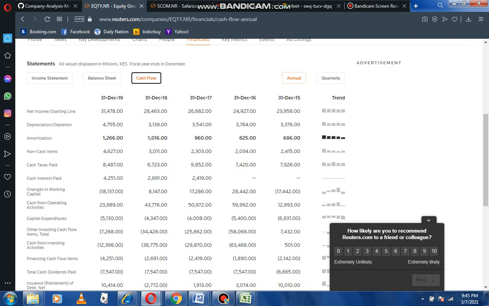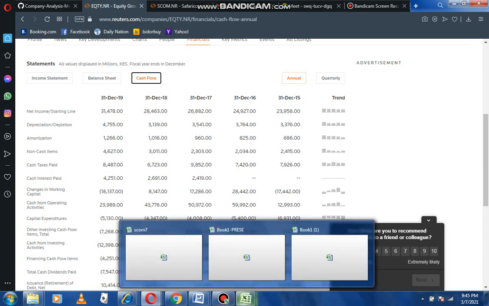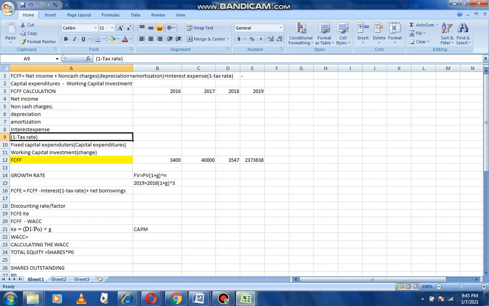It's non-cash charges, meaning if we have other non-cash items, we're also supposed to add them there. We are looking for the non-cash charges. So all those values you come and put in your Excel document. After amortization you're going to add the non-cash items that we have seen on Reuters.